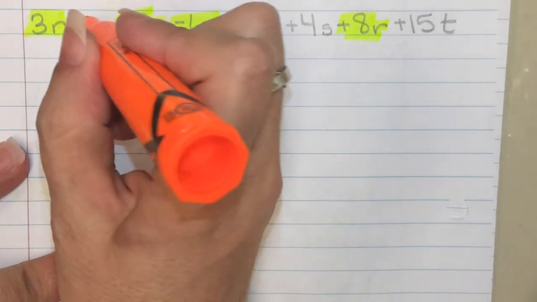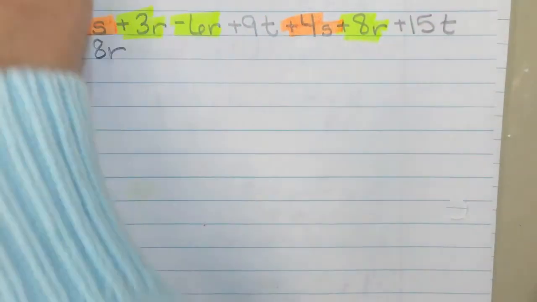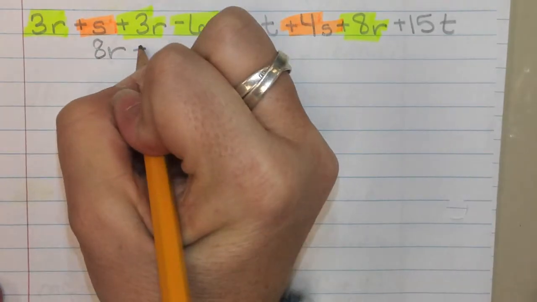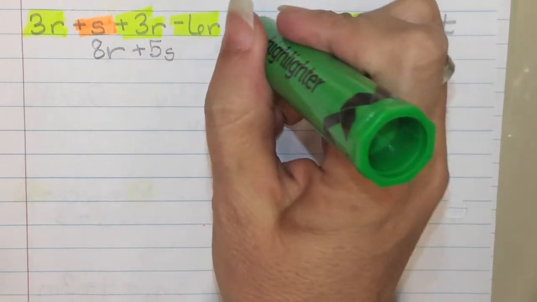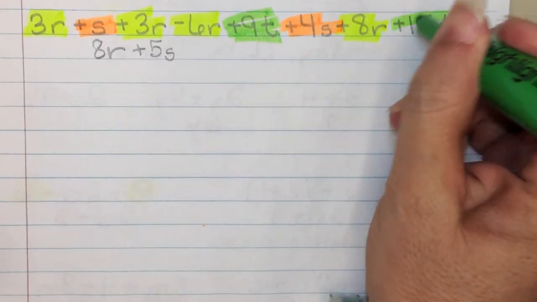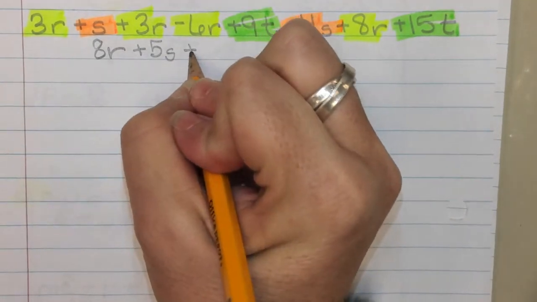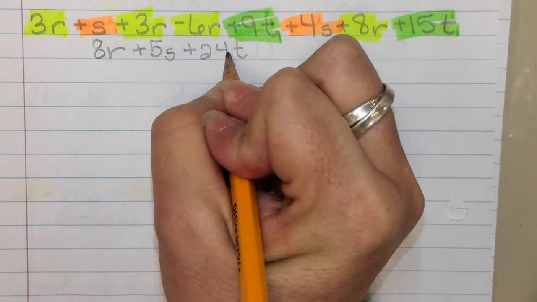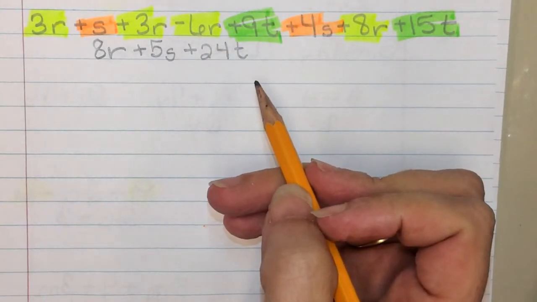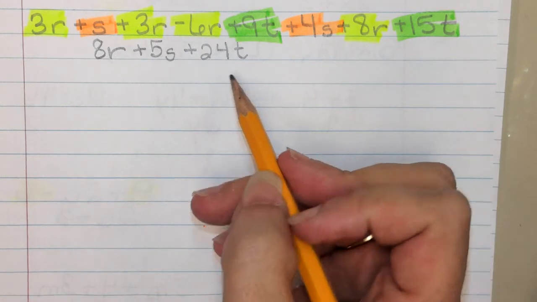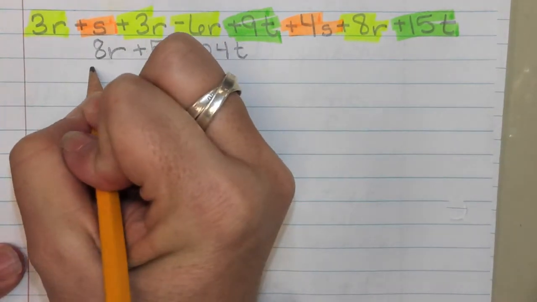Now the S's. I got basically a 1S plus a 4S, which is 5S. And then I'm going to go to what's left, which happens to be 9T and 15T, which is 24T. You have just simplified an expression. We can't solve it, but you simplified it. Is it okay if I put 24T then 5S? Good question. It does not matter which order it's in.